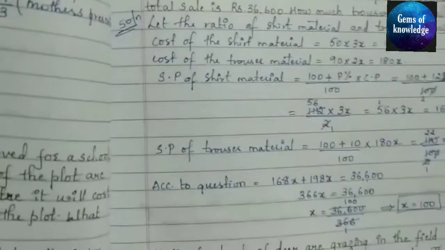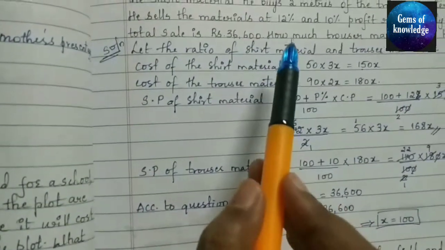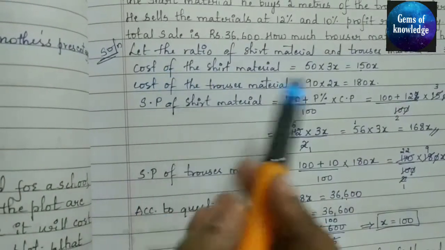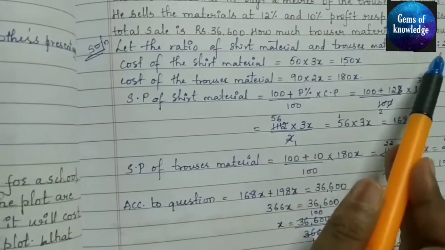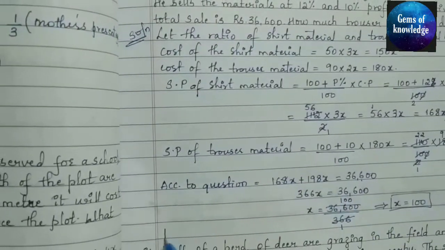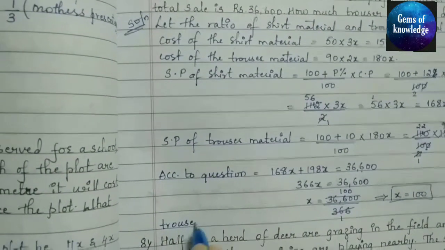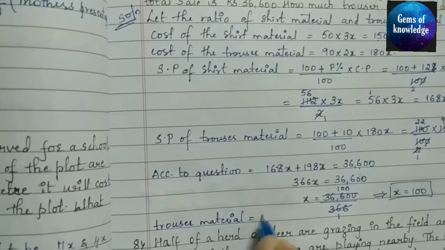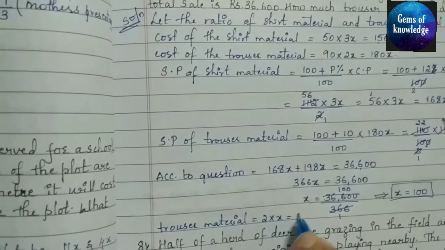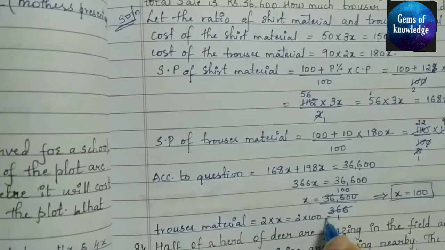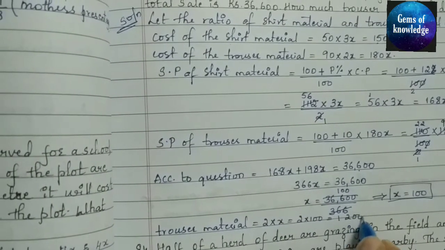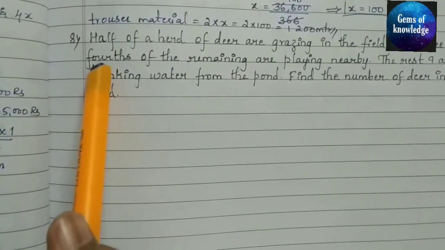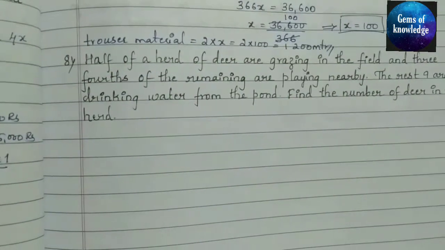So what we have to find here: how much trouser material did he buy? You can see here trouser material is nothing but 2x. So trouser material is equal to 2 into x. So 2 into 100 is nothing but 200 meter. Okay, so now you can see the next question here.